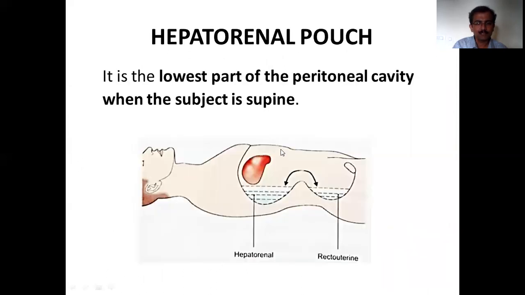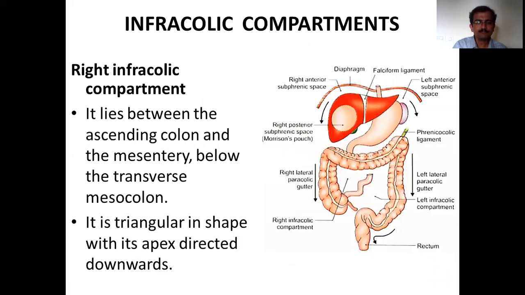What is its importance? In the lying down position, if there is an abscess occurring in the abdominal cavity, the abscess comes and gets settled here in the hepatorenal pouch, when the patient is in supine position. So this is the lowest part of the peritoneal cavity.